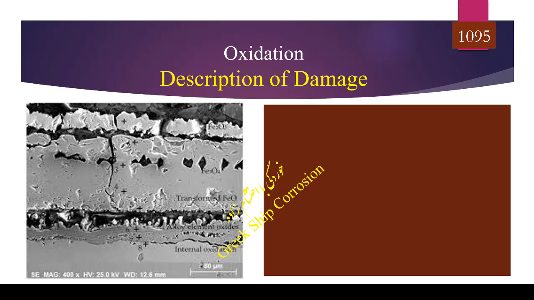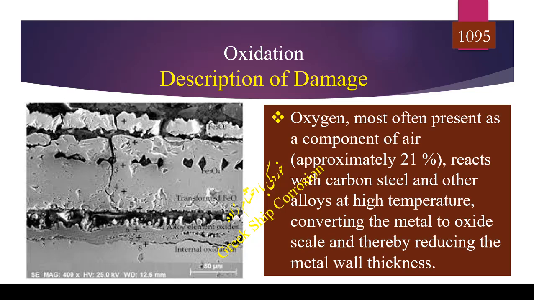Oxidation, description of damage. Oxygen, most often present as a component of air, approximately 21%, reacts with carbon steel and other alloys at high temperatures, converting the metal to oxide scale and thereby reducing the metal wall thickness. Internal oxidation: FeO, Fe3O4, Fe2O3.